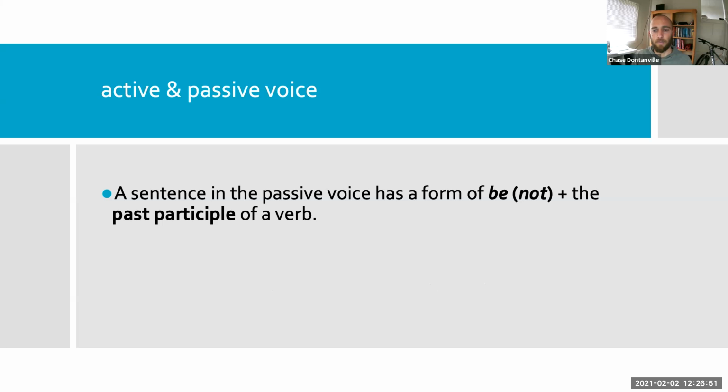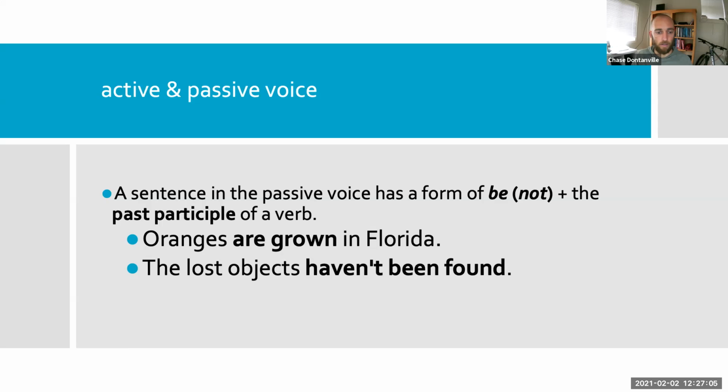So a sentence in the passive has a form of be plus the past participle of a verb. For example, oranges are grown in Florida. The lost objects haven't been found. Coal was used to heat buildings. So in the first example, we have are, and then grown is the past participle of grow. Second example, we have been, and found, which is the past participle of find. And in example 3, we have was and used, which is the past participle of use.